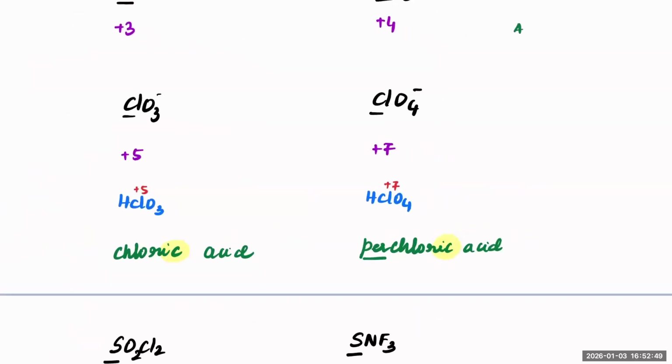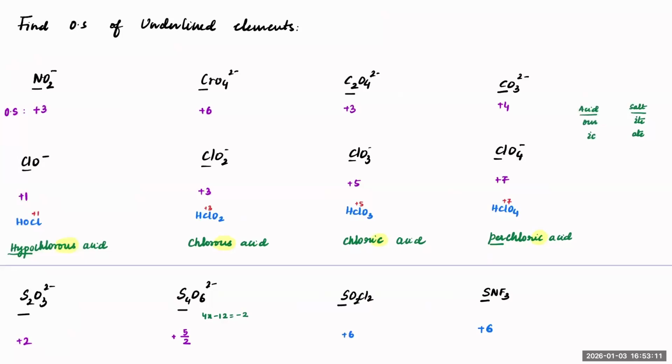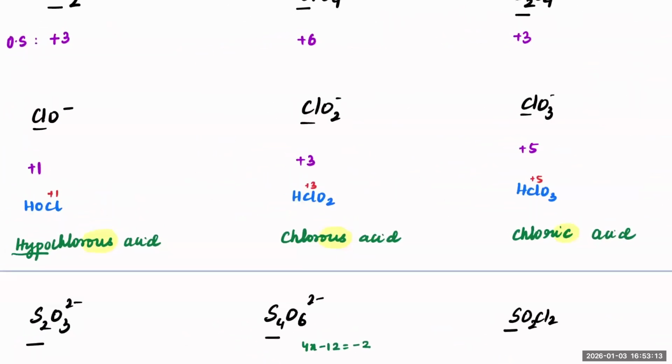So if you have an acid converting to a salt, how do the names change? An ous acid will always become an ite salt, and an ic acid will always become an ate salt. Like hypochlorite. So, what is the name for this particular ion? This will become hypochlorite ion.